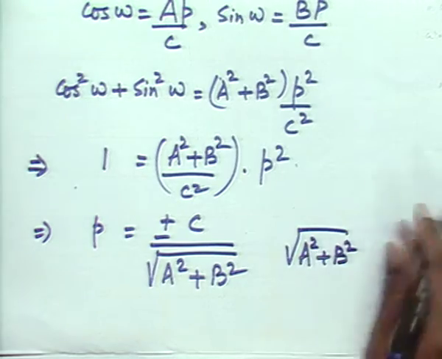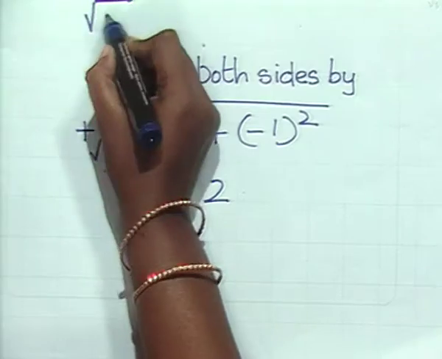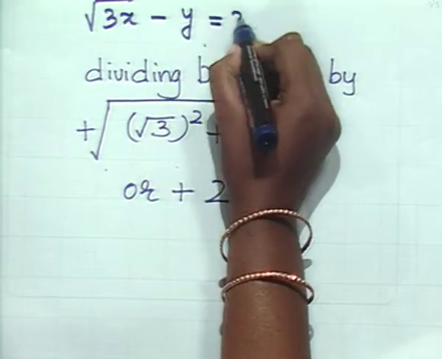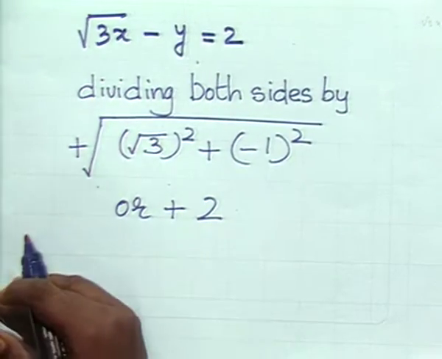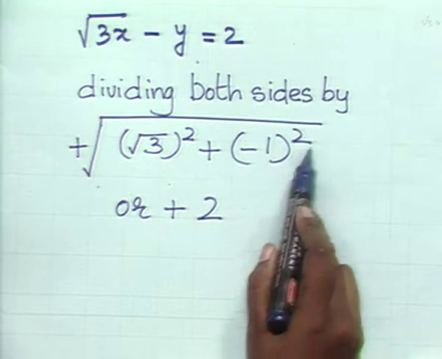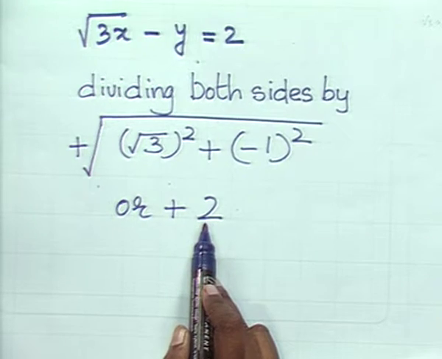In other words, we have to divide every term by under root of a square plus b square with the proper sign. So, now Nidhi, can you tell me how will you find out the value of p and omega from this given equation, under root 3x minus y is equal to 2? Oh yes ma'am, we will first divide both sides by under root 3 whole square plus minus 1 whole square, that is by plus root 4 or plus 2, as c is already positive.